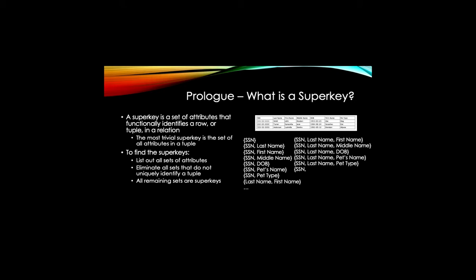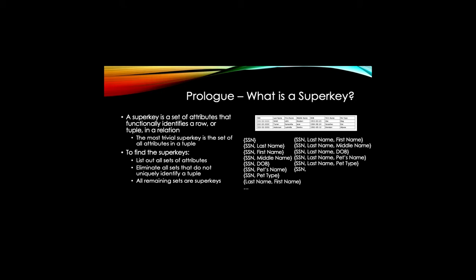The next set is SSN and first name, and so on and so forth. Those are all the first and second order attributes. Then I can go to the combinations of third, and so on, until I get all the way out to all 7 columns of this thing. That seems like a lot of work, and it is.